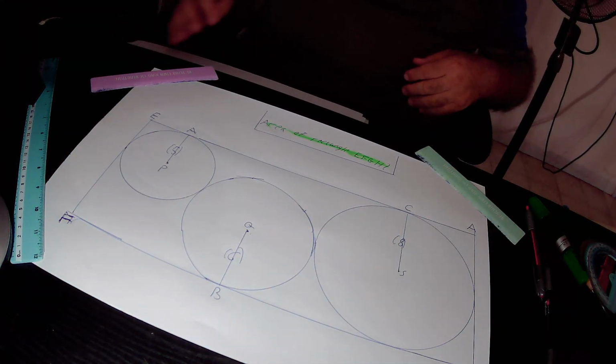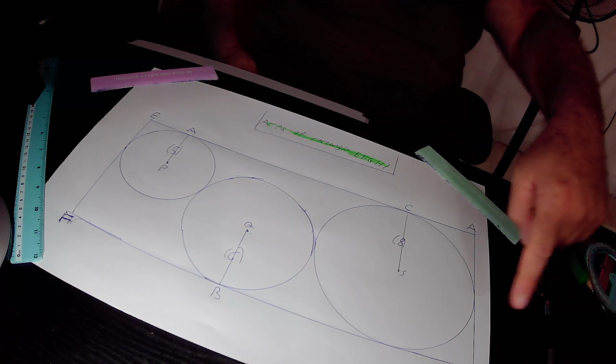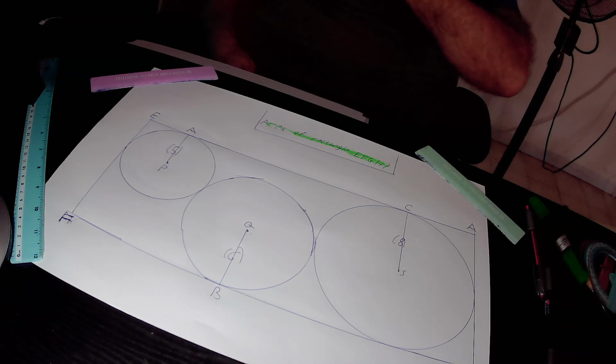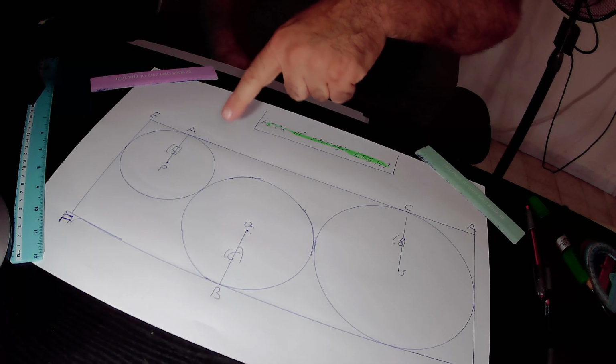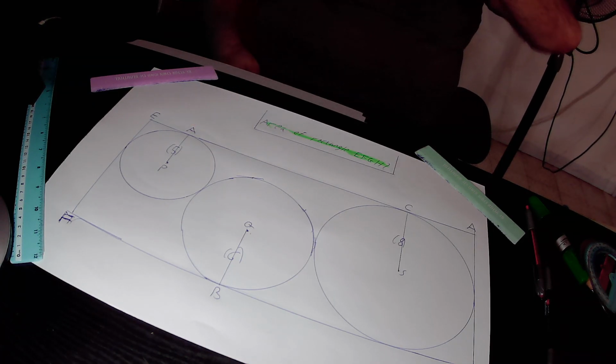Hello, in this lecture we'll find out the area of the big rectangle EAFG. In the drawing we have the big rectangle EAFG. Inside this big rectangle we have this small circle. The radius of this small circle equals 5 units.